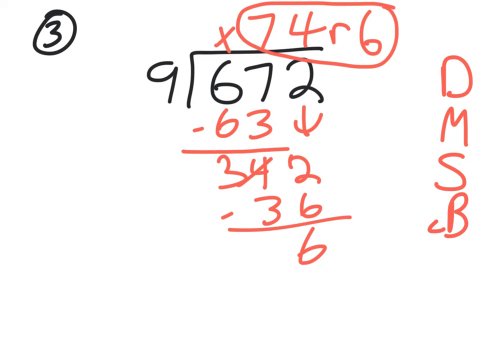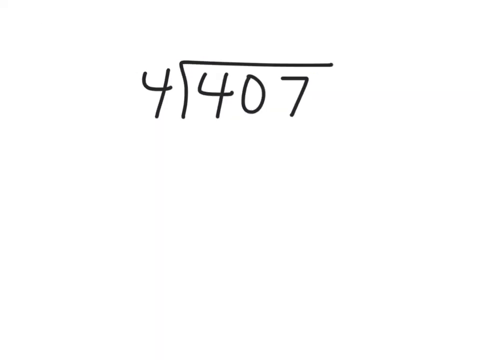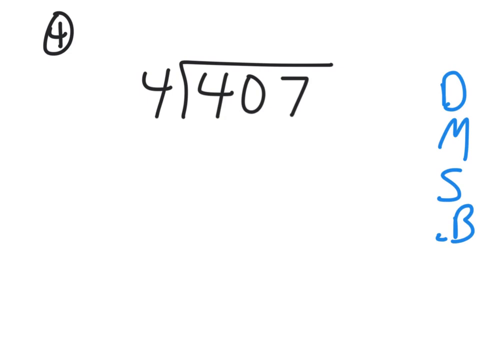Alright, let's have you practice another one. One more before we move on. Number 4. Okay, again, steps are divide, multiply, subtract, check, and bring down. Pause your video and go for it. Alright, let's see how you do here. 4 fits into 4 one time. 1 times 4 is 4. Subtract to get 0. 0 is less than 4. Bring down a 0. Here's a cool shortcut.